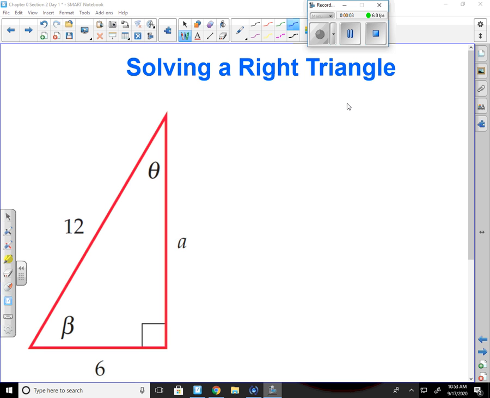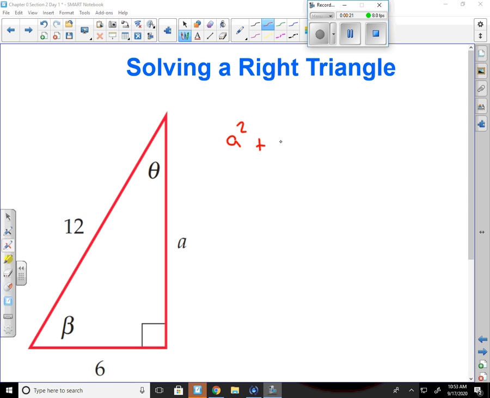So let's pick up where we left off yesterday. We'll do another example with two missing angles. And in this case, we have a missing side. Another way that we can do this is we can find the missing side by using the Pythagorean theorem. This is a right triangle, so we can do that.